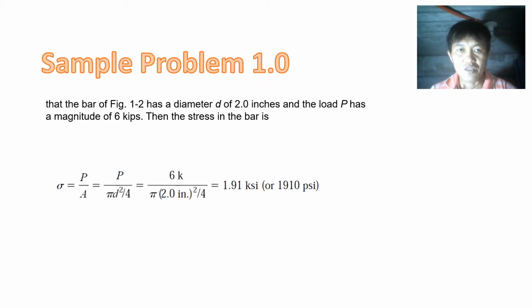So this is the sample problem. The diameter D is 2.0 inches, and the load P has a magnitude of 6 kips. Then the stress in the bar, following the formula, is 1.91 ksi, or 1910 psi.